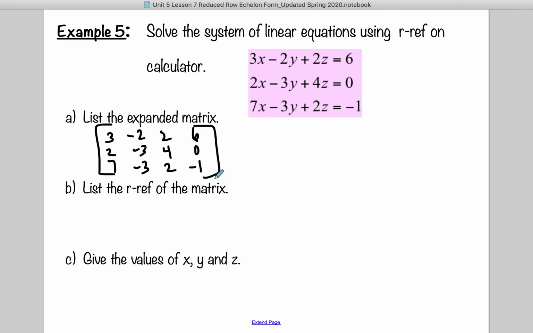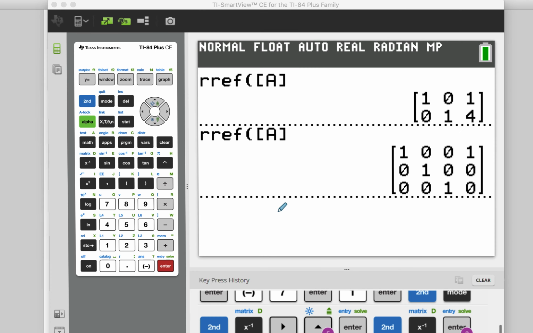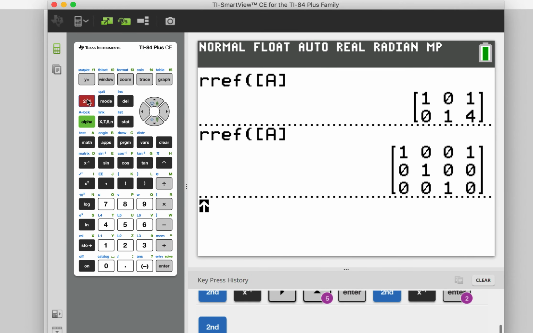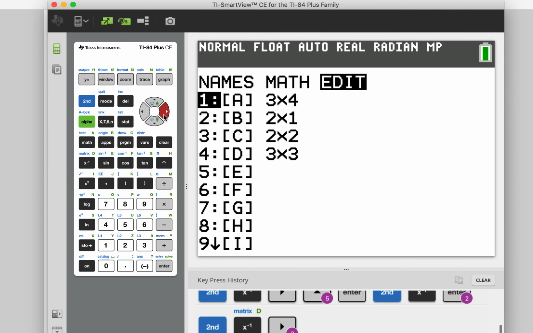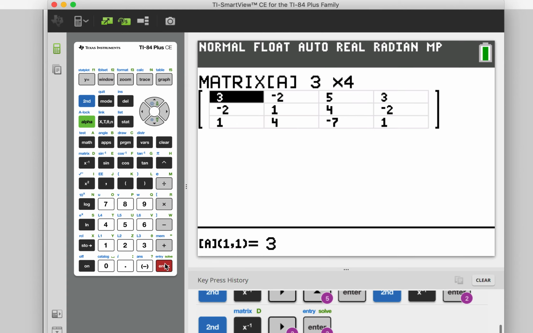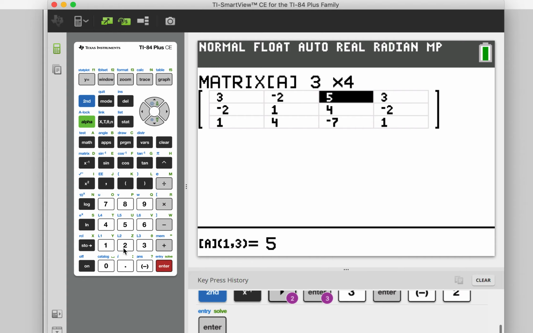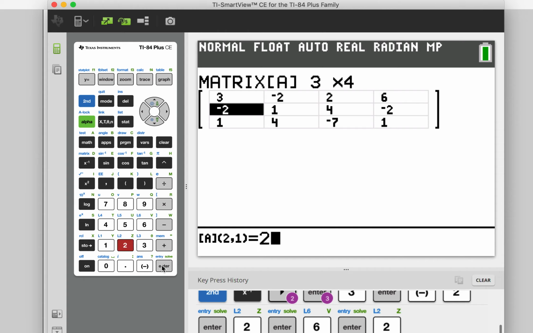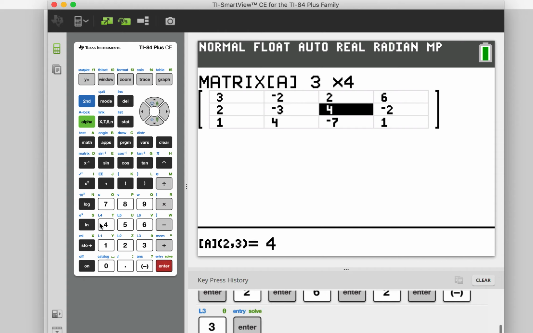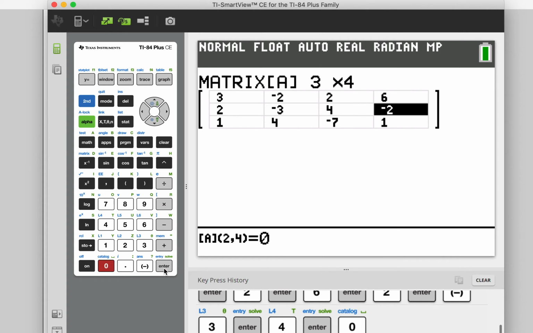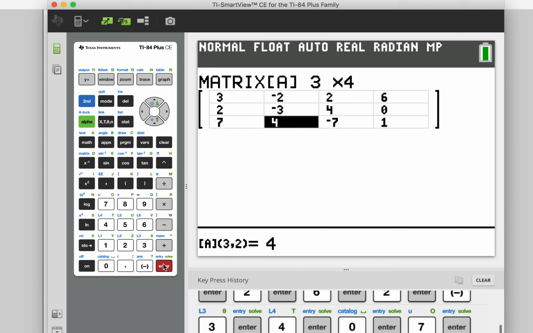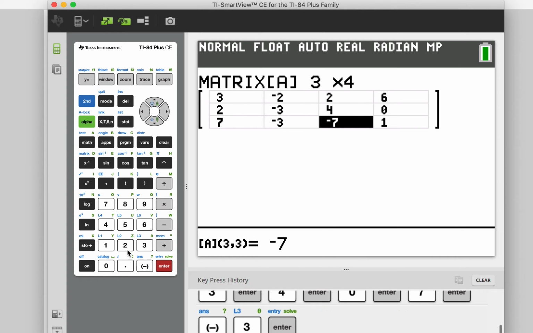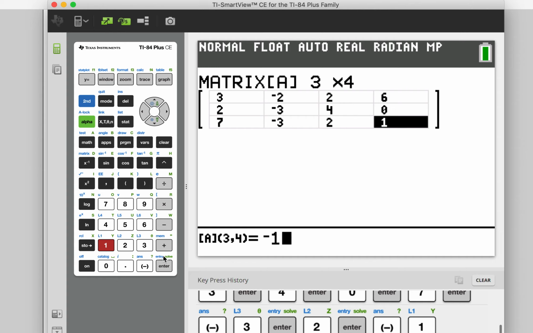Now in order to get RREF, I go ahead and I put this matrix into my calculator. So the hardest part I think is really just typing it in. So second matrix, over to edit. Still a 3 by 4, and then I just need to put it into my calculator. So I got 3, -2, 2, 6, 2, -3, 4, 0. Last row, 7, -3, 2, -1.